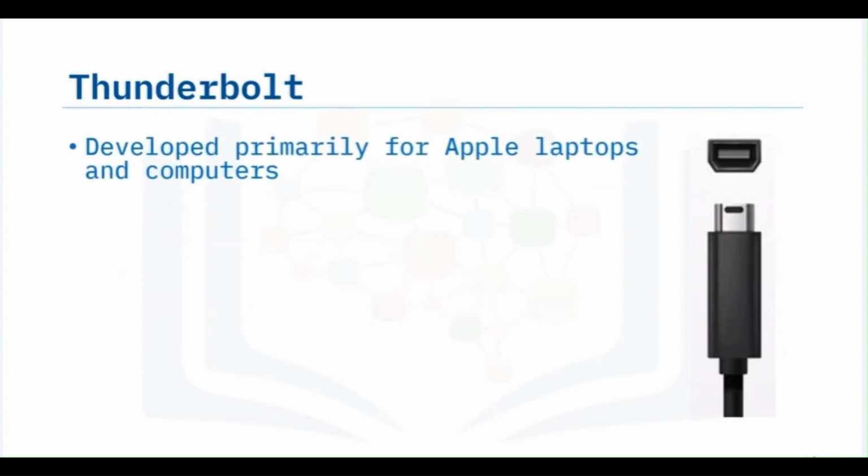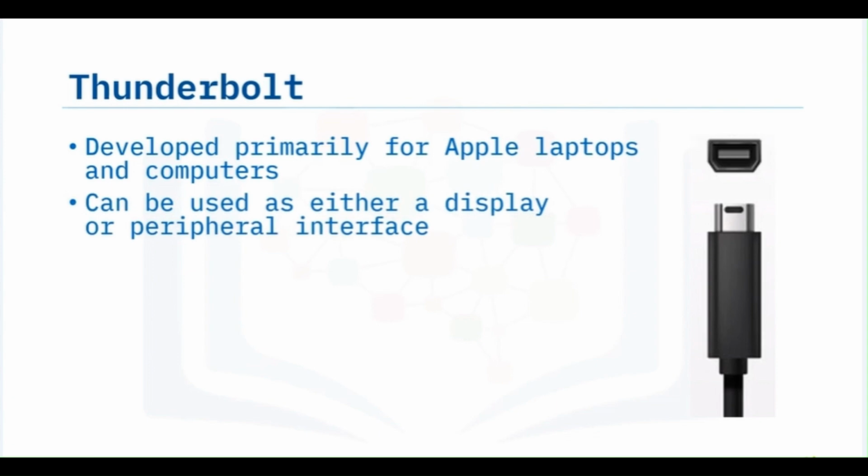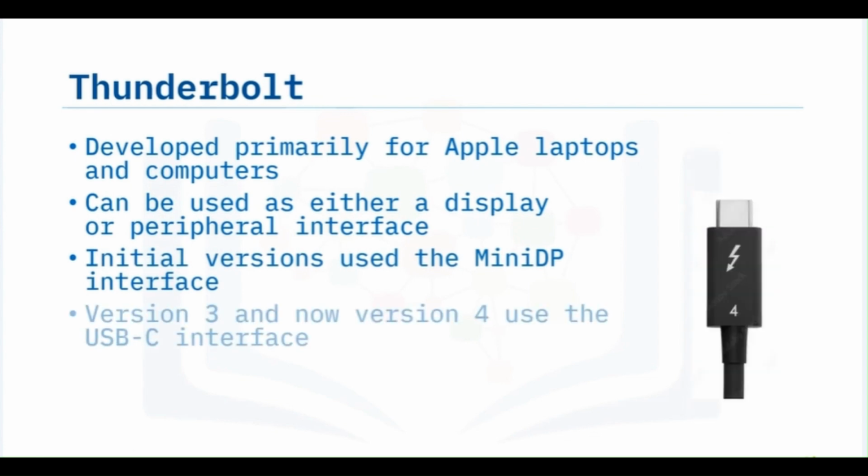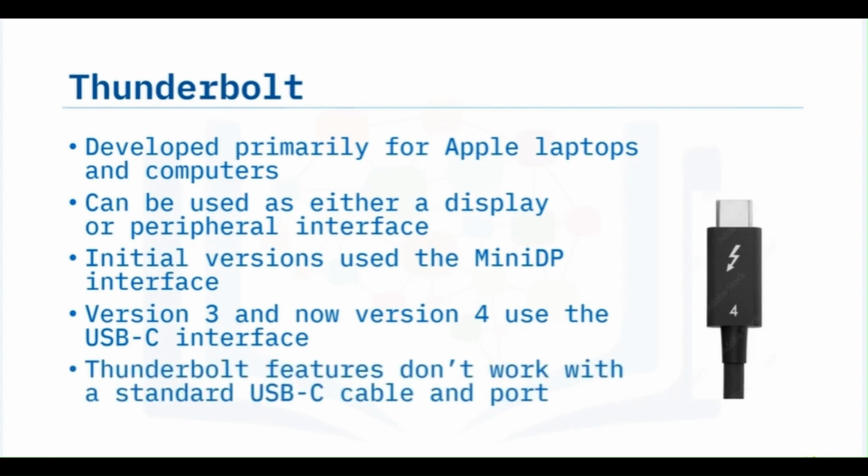Intel and Apple developed the Thunderbolt interface, and this interface remains popular on Apple computers. This versatile cable type functions both as a display and as a peripheral interface. The initial version of Thunderbolt used the Mini DP interface. Thunderbolt version 3 and the current Thunderbolt version 4 both use a USB-C interface. However, it is important to know that a Thunderbolt device plugged into a standard USB-C interface does not support Thunderbolt features, and a USB-C cable plugged into a Thunderbolt interface does not support Thunderbolt features.